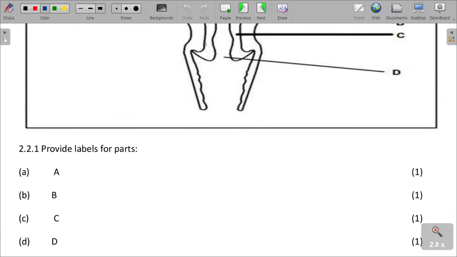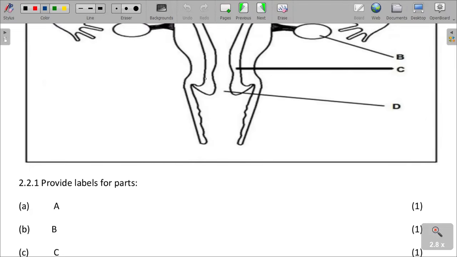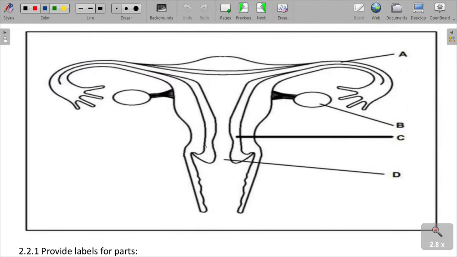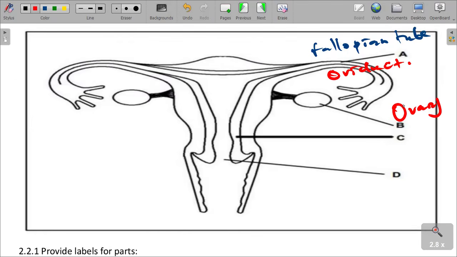Provide labels for parts A, B, C, D. Part A is the fallopian tube, where fertilization occurs. The fallopian tube is also the oviduct. Then label B: B is the ovary. And then C is the endometrium.